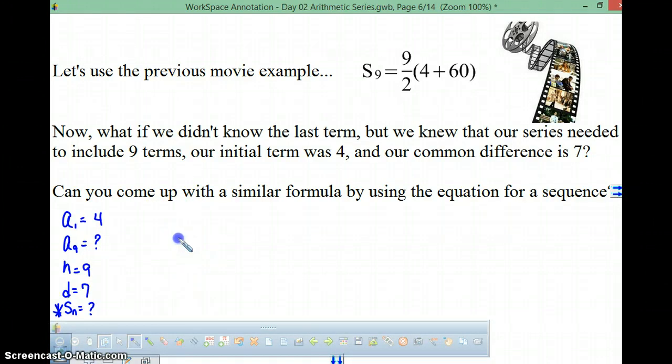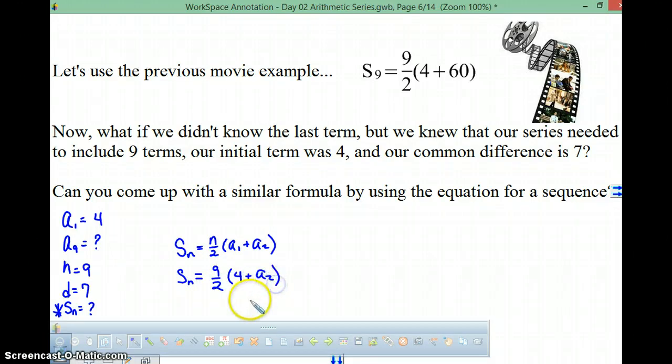Let's use the formula that we just learned, okay? S sub n is going to equal n over 2 times a sub 1 plus a sub 9. Let's fill in everything we know. This is going to equal 9 over 2 times 4 plus a sub 9. Okay, we got a problem. We don't know a sub 9. So now we have to go to last night's equation. All you need are these two equations. I don't know why I put a sub 2. It should be a sub 9.